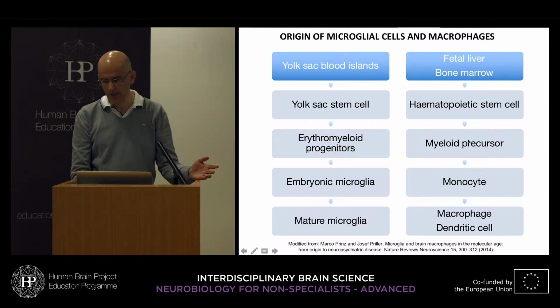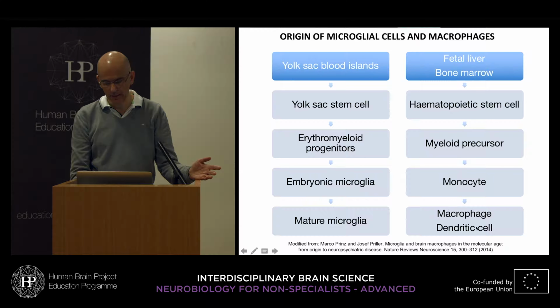In contrast, macrophages have their origin in the fetal liver and the bone marrow, giving rise to hematopoietic stem cells, then to myeloid precursor cells, to monocytes, which then can differentiate to macrophages and dendritic cells.